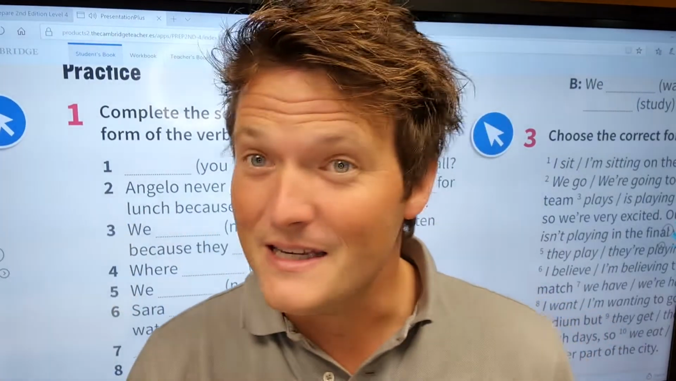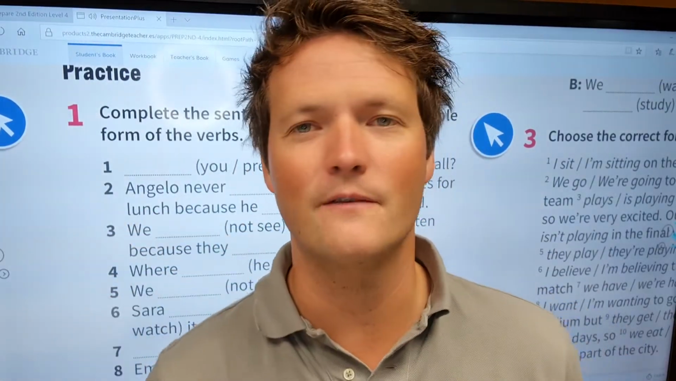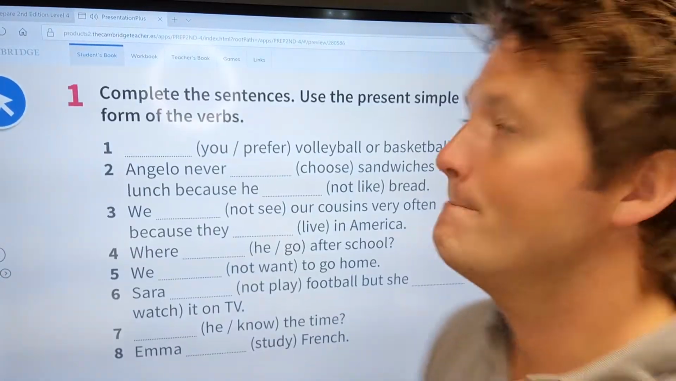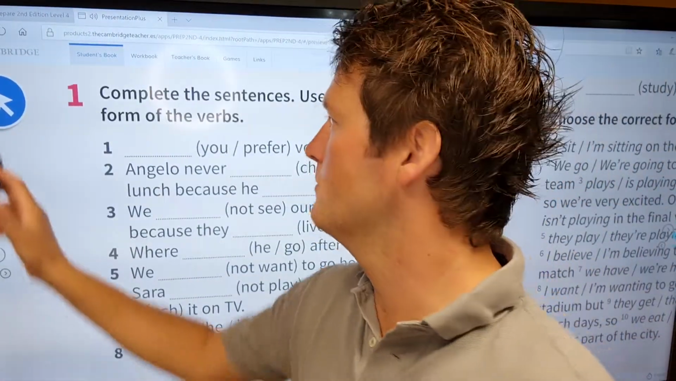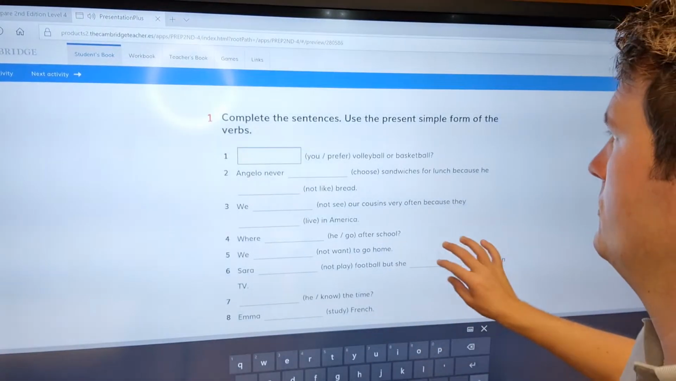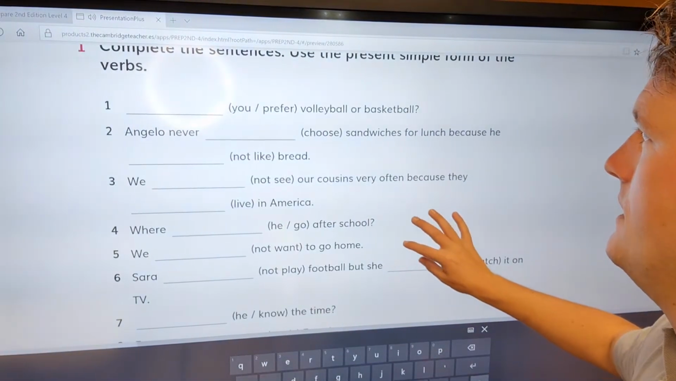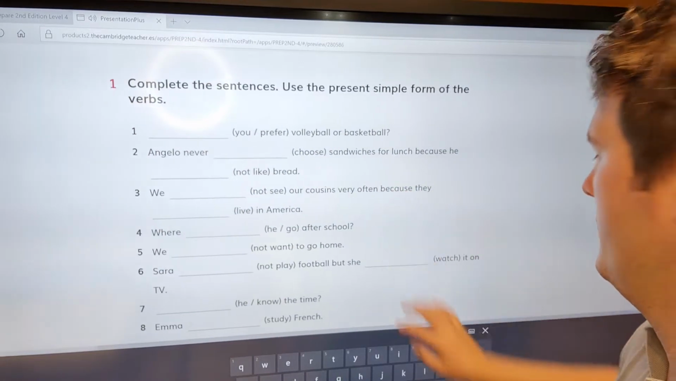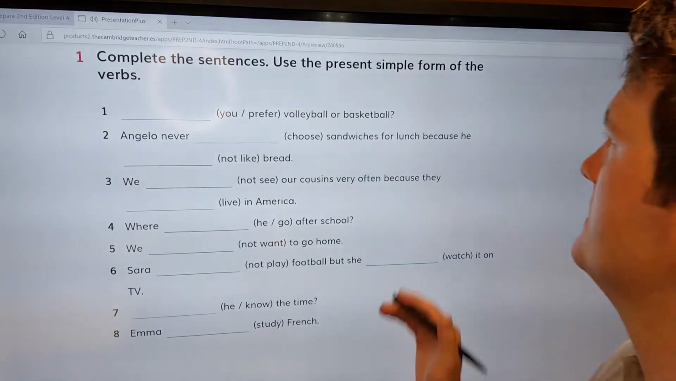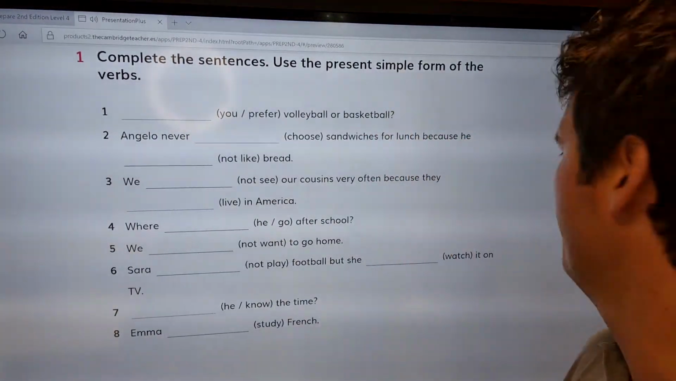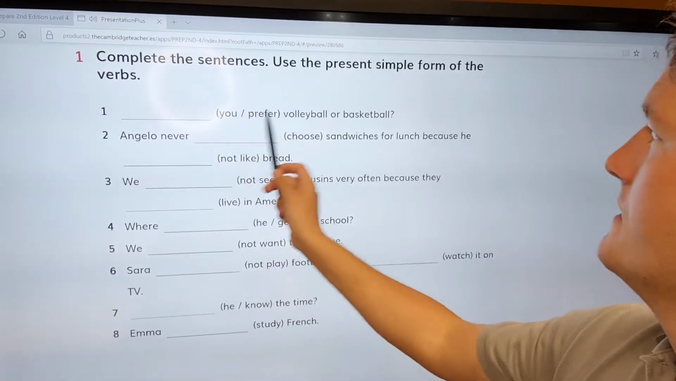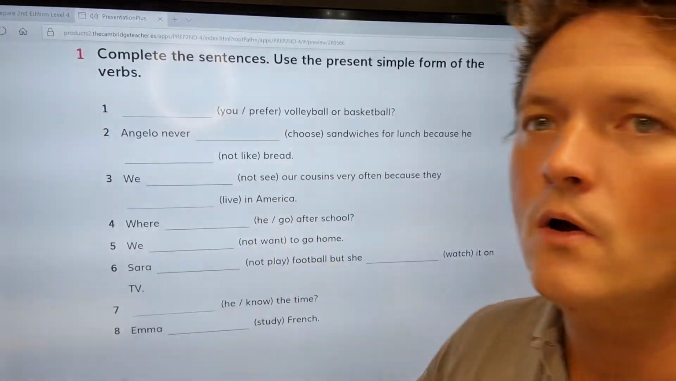Let's have a look at the first activity that we have here on the grammar exercises, and it's very easy, it's very simple. We just have to put all of the verbs in this exercise in present simple, so it shouldn't be too difficult. I'm not sure how well you can see that. Okay, right, so it says complete the sentences. Present simple form of the verbs. So, first sentence. You prefer volleyball or basketball?